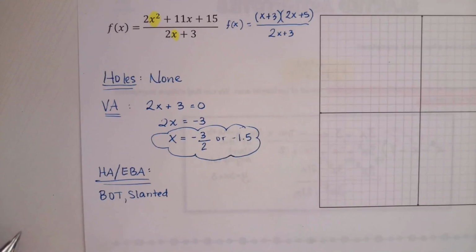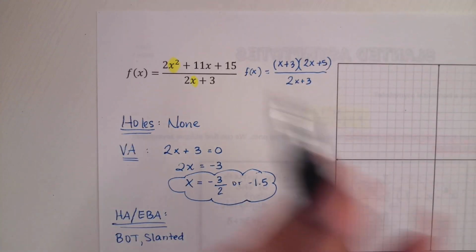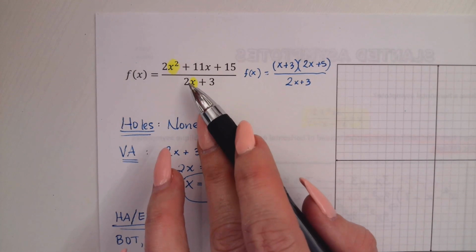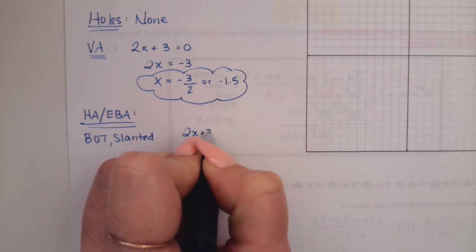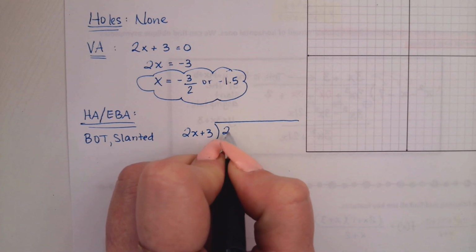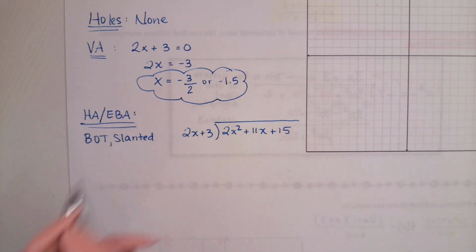And how do we find that slanted asymptote again? Long division. Just a tiny little bit of long division. Do you use the original or the factored one? The original. I don't even know how to do long division with factors. So original it is. So we'll have 2x plus 3 in the divisor, inside 2x squared plus 11x plus 15.